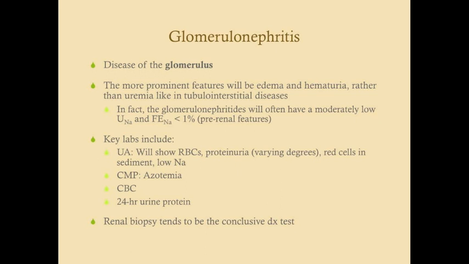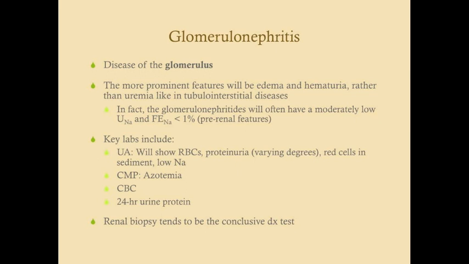The reason for this is because things like edema and having brown urine are going to cause patients to come in right away. Whereas if you're having azotemia, you're not going to know that until it progresses into the symptoms that we see in uremia. So patients with glomerulonephritis just tend to come in faster. It really has nothing to do with the severity of the disease.